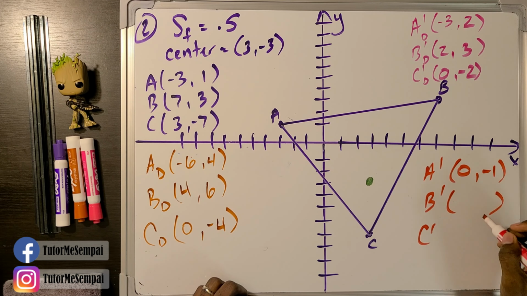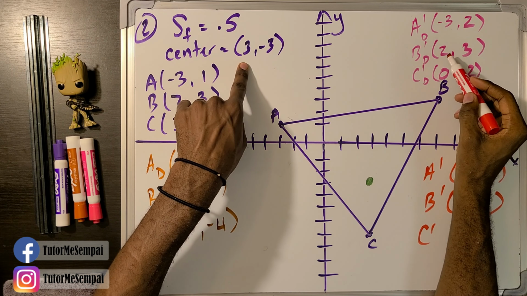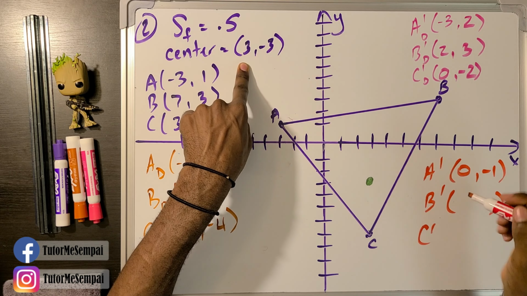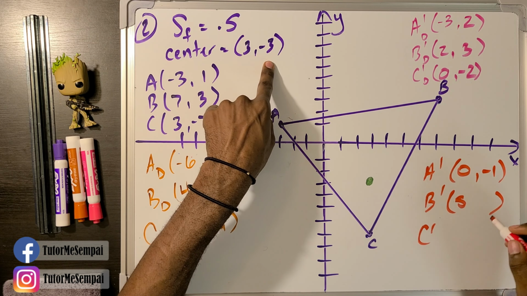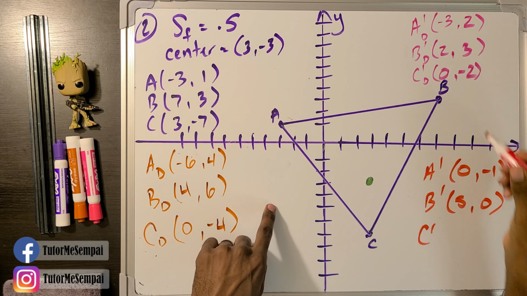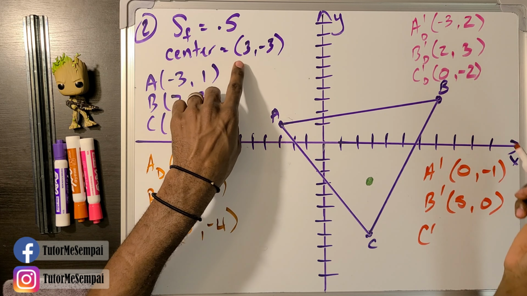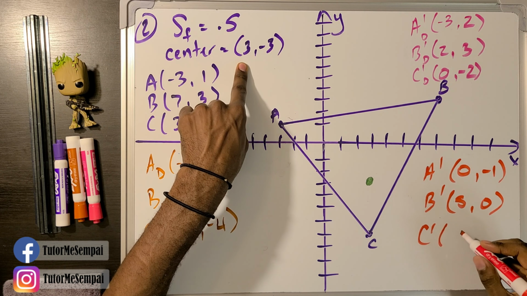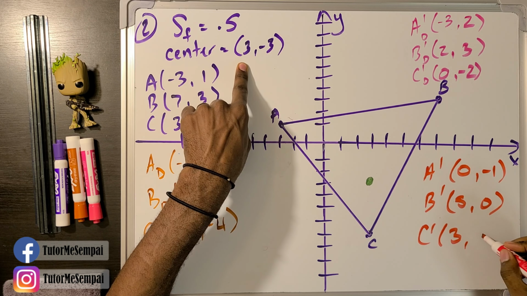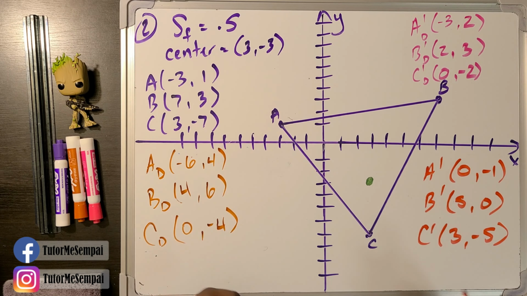How about this B prime? If you were to add this B prime to the center, you're going to be at 5, 0. And this C prime, if you were to add that to the center, you're going to be at 3, -5. So let's plot all these points and see what it looks like.